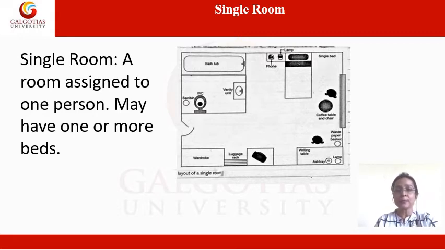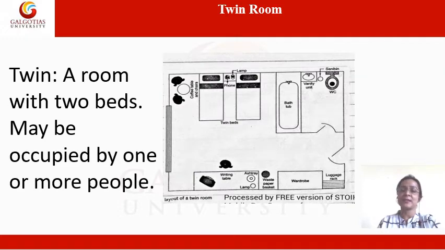Now we will discuss the next room, its layout and its definition. So let's see. This is the twin room. A twin room means a room where the two beds may be occupied by one or more people. If I take you to the layout of this twin room, you can see there are two single beds, separated from each other with a central side table.